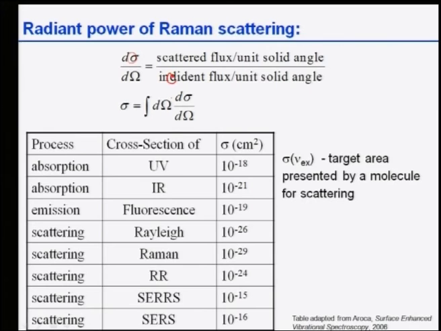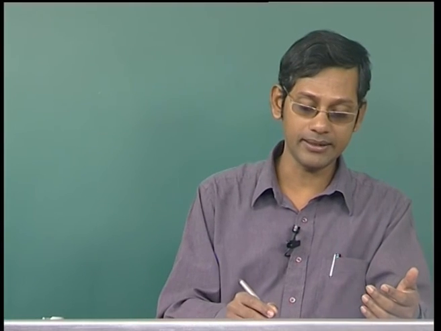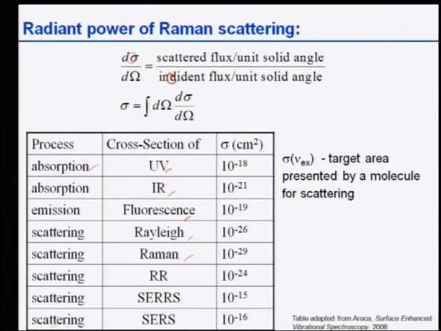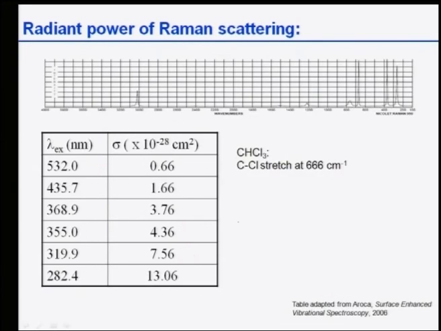So if I have to compare this with other techniques like UV, IR, fluorescence, Rayleigh, Raman, and other surface enhanced Raman, you can see the scattering cross section is very high. Very high means not very high, 10 to the minus 18 is pretty low, but still it is high in the case of UV and IR. Rayleigh and Raman it is pretty low, 10 to the minus 26, minus 29. That is the problem with Raman spectroscopy, you need to have a very good detector to detect these scattering events.